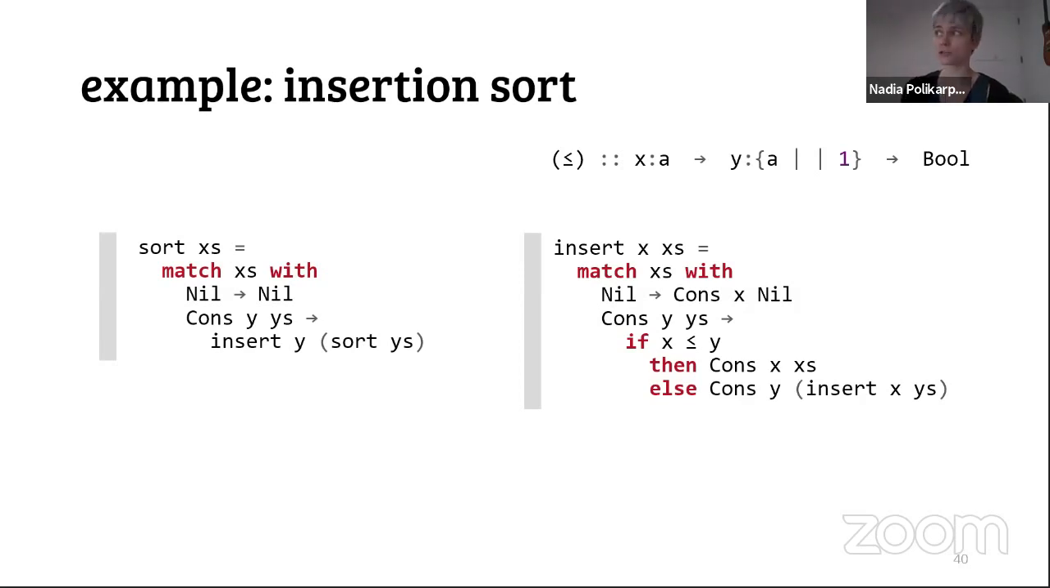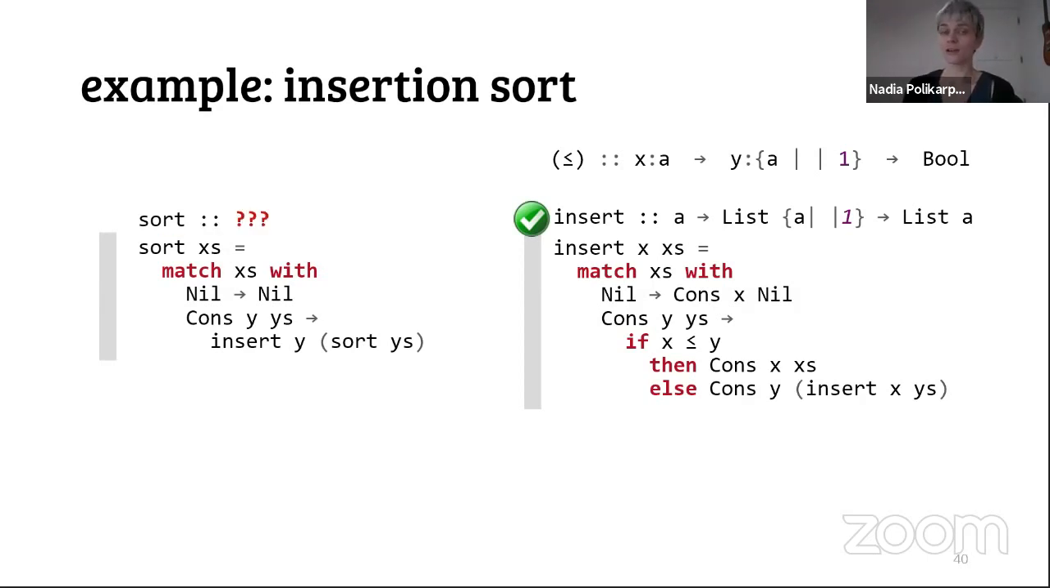Now our goal is to give resource annotated types to both insert and sort to capture their resource usage. For insert, it's pretty easy. Insert is linear in the list, so we can simply, as before, give one unit of potential to every list element, and insert will verify against this bound, no problem. But what should we do with sort? Sort is not linear. We all know that sort is quadratic.